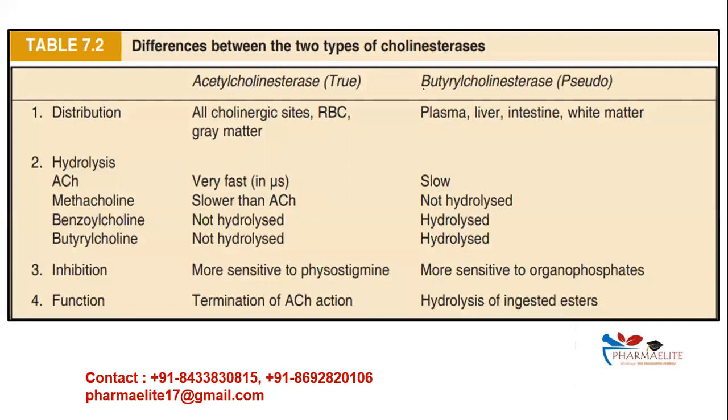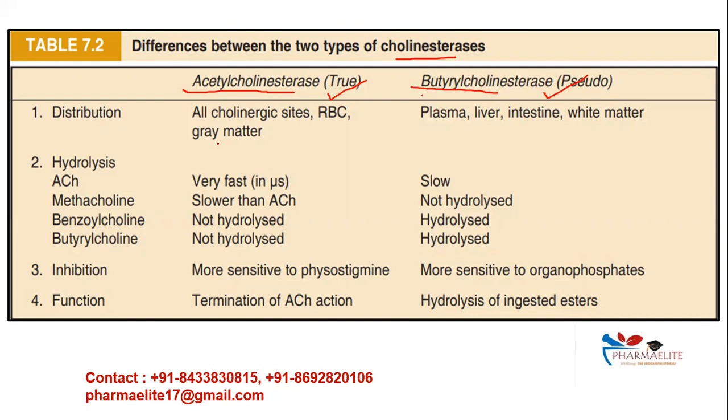So continue ahead. First, we'll understand the enzyme cholinesterases. So what are these enzymes? You have two types of cholinesterase, the one which is true and the one which is pseudo. True is the one which is called acetylcholinesterase. Pseudo is the one which is called butyryl cholinesterase, first and foremost.